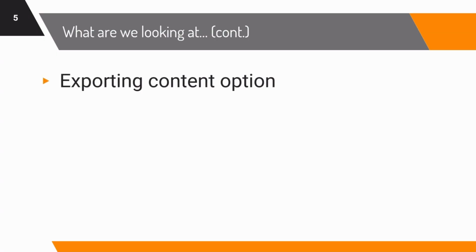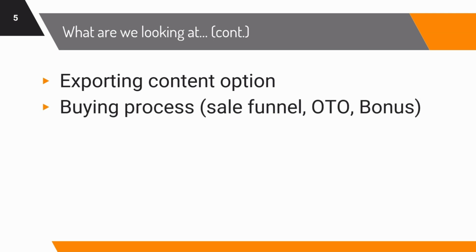We are also looking at the exporting content option. Some are giving you only clipboard access, others are giving us document export. So we'll see that. Buying process. So what was in the sales funnel, the OTOs, the bonus. What you get and what you will experience in the buying process, and the final verdict. So stay tuned to the end of this video to see the overall verdict of each version of the software.